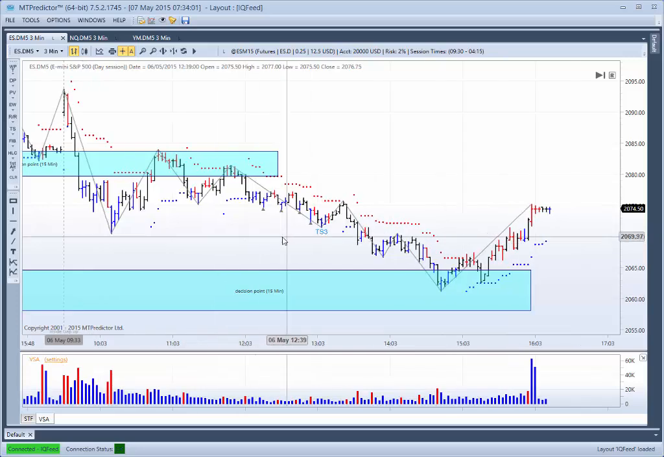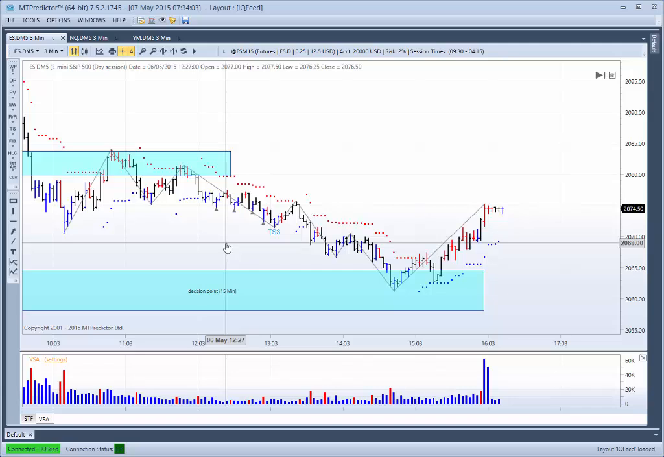So of course this would have helped you, say for example, if you're using other techniques as well as MTPredictor in your own trading. This would have helped you avoid trying to sell the low of the day, which obviously is a bad position to be in. In other words, this would have helped you anticipate that the market was going to make a low here and reverse. And as you can see, that's exactly what it did.